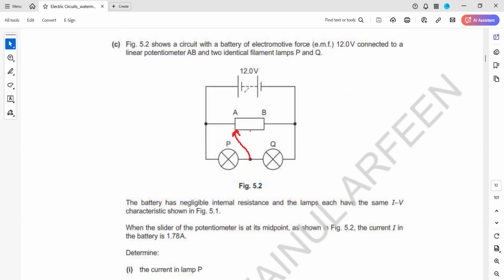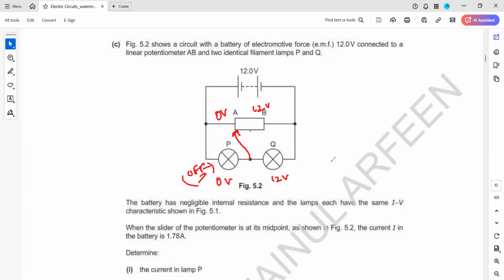So what will happen? Because this part will not have any resistance, the potential difference will be 0, and the potential difference in this part will be 12. So the potential across the lamp P will be 0 and the potential across lamp Q will be 12. So lamp P does not have any potential, so lamp P will be off.